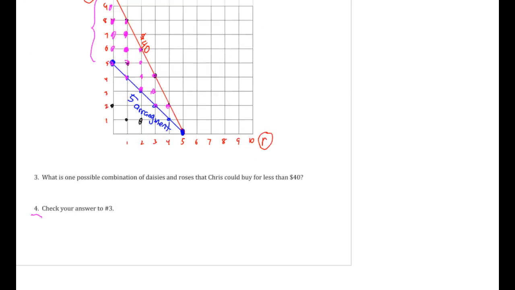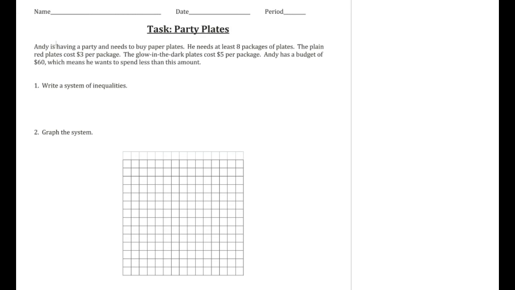What else? The second one, very similar. Instead of roses and daisies, it's red plates and glow-in-the-dark plates. Instead of having at least 5 arrangements, they say at least 5 packages. So after seeing the front side and understanding it, not just going through the motions and just writing down the answer and saying, okay, now I have an answer, flip it over. If you understand the front, you will be able to do the back. So try the back on your own. Make sure you can do it on your own.